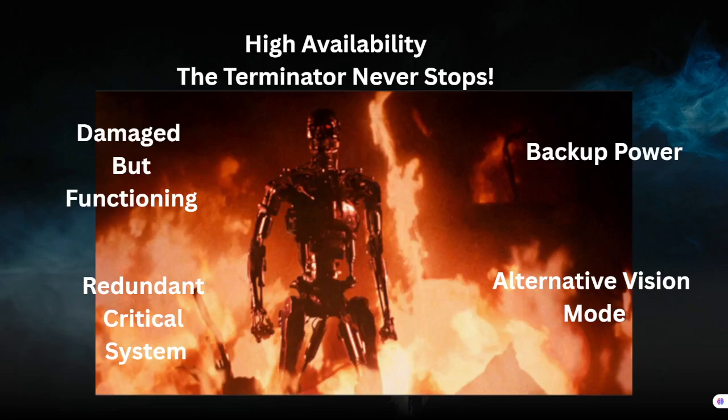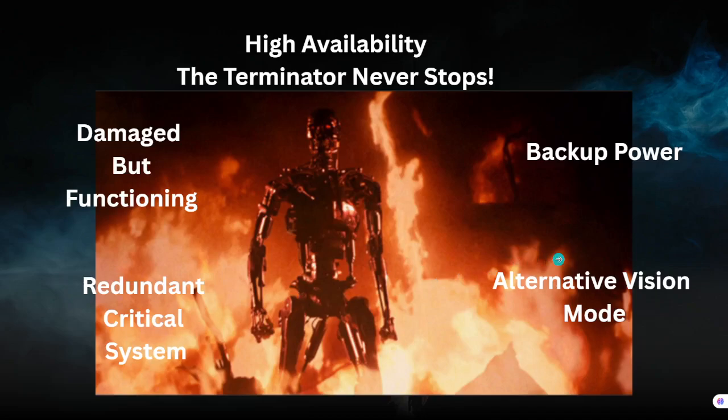In system design, high availability means the system keeps running even if some parts fail. The T800, or Arnold's Terminator, is highly available even when damaged, shot, burned, or missing an arm. It keeps functioning. Just like a distributed system replicates services across multiple servers to prevent downtime, the T800 has redundant critical systems like backup power, alternative vision mode, etc. to ensure it doesn't fail.